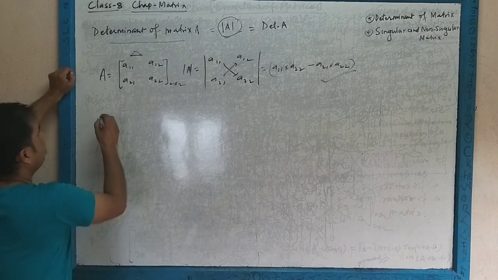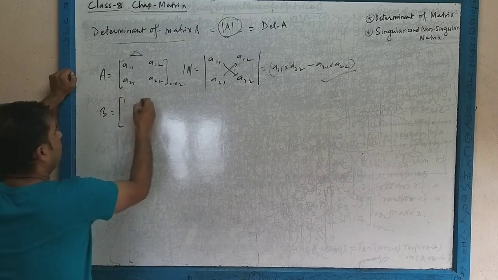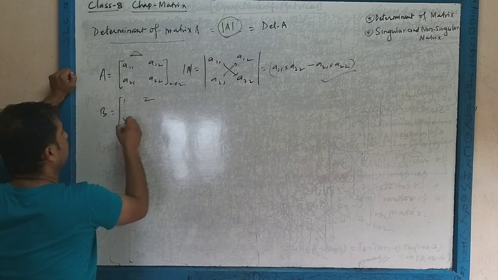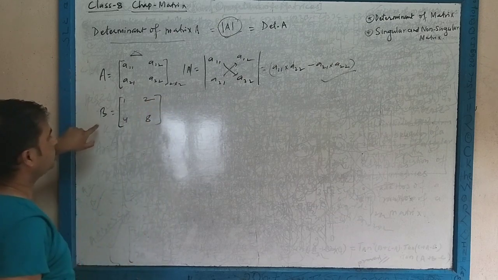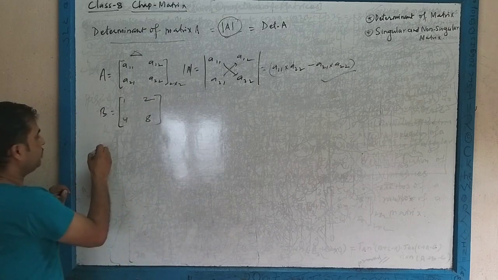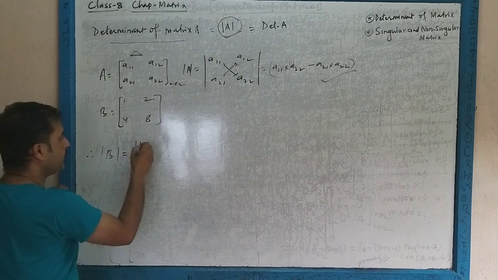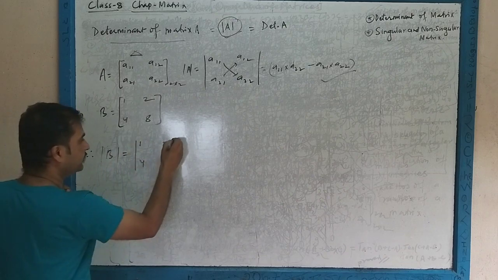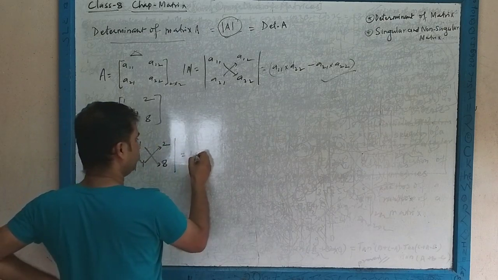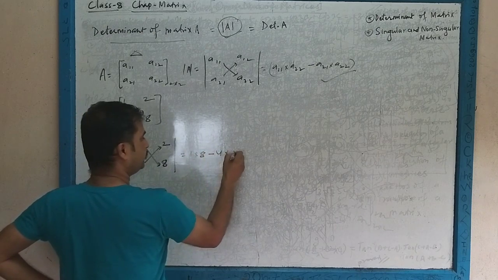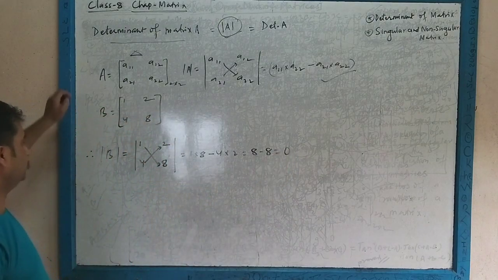Let's take an example here. So if I take matrix B, 1, 2, 4, 8. Then what is the determinant of matrix B? Determinant of matrix B will be equals to 1, 2, 4, 8. Down and this is up. Will be equals to 1 into 8 minus 4 into 2 is equals to 8 minus 8 will be equals to 0.